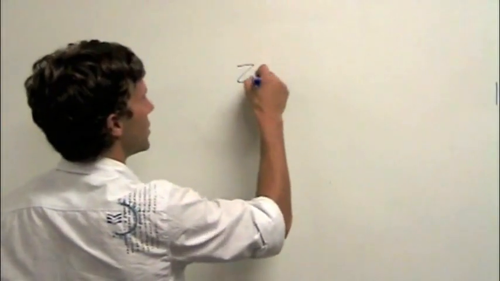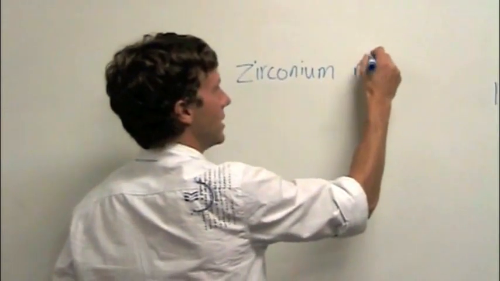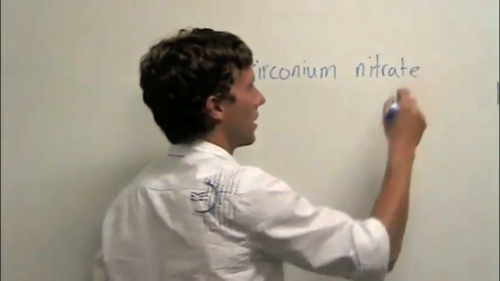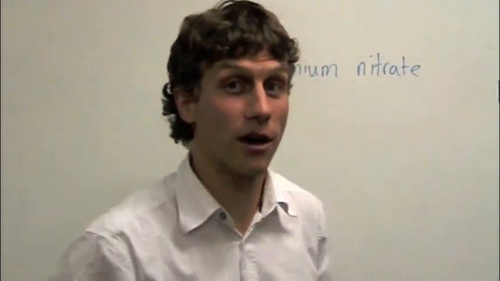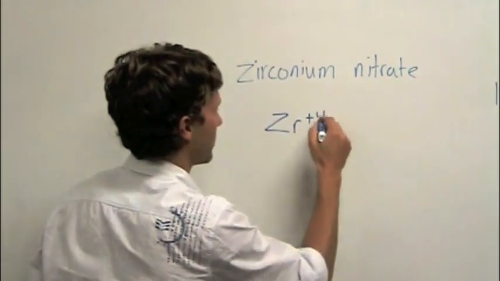Now we're going to try one a little bit on the wild side. We're going to do one with a polyatomic ion. Let's try zirconium nitrate. And again, the first step is to write out the two ions. The first one, zirconium, is Zr plus 4. And nitrate isn't on the periodic table.